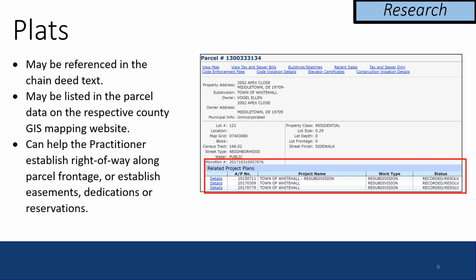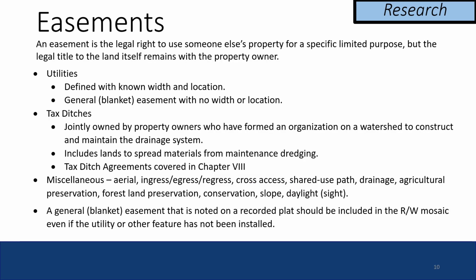The team support section should be consulted if there are any questions on how the easements, dedications, or reservations should be shown. An easement is the legal right to use someone else's property for a specific limited purpose, but the legal title to the land itself remains with the property owner. When land is encumbered by an easement, the value of the property is impacted.